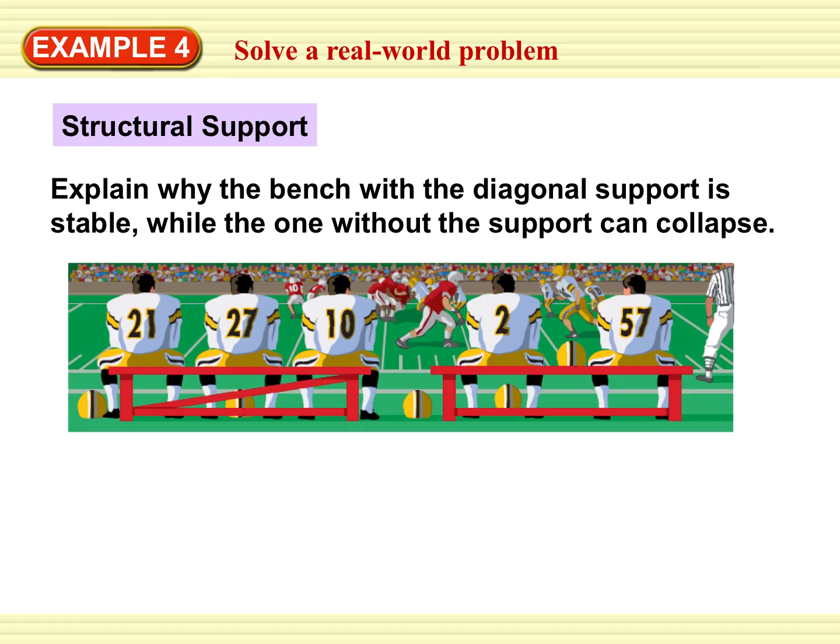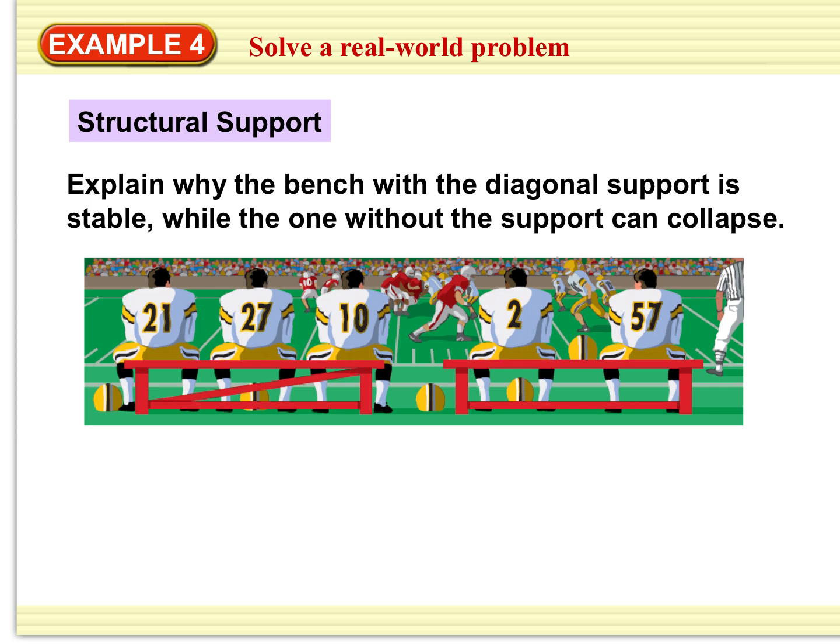Again, I keep going here. I think there's something missing from this slide, but bottom line is they're just talking about why the bench with the diagonal support is stable while the one without the support can collapse. And so what happens here is, again, we're talking about really physics and stuff. And the only thing I would tell you is triangles.